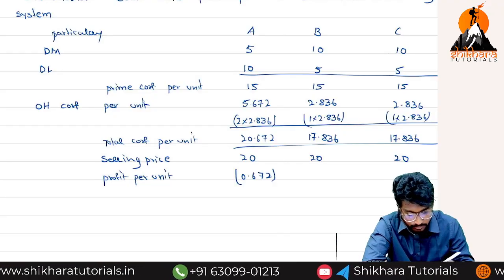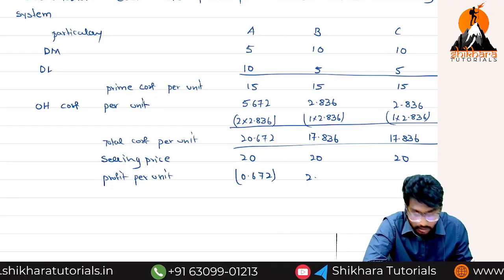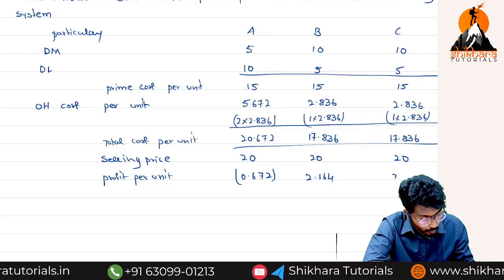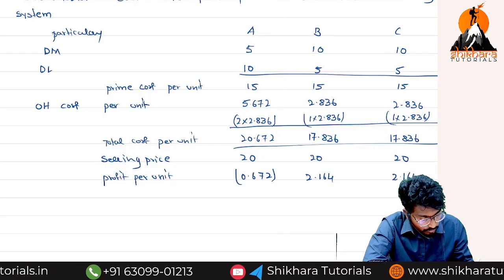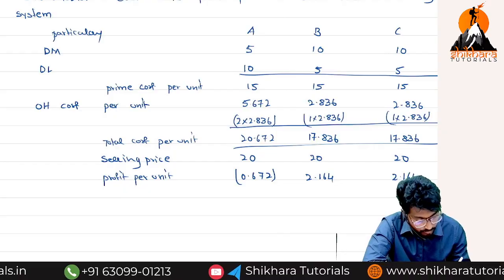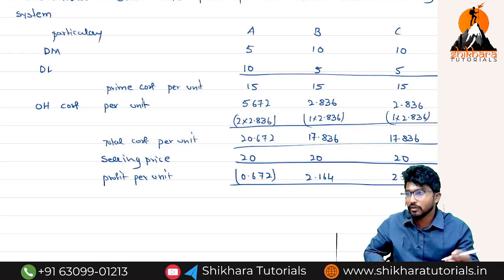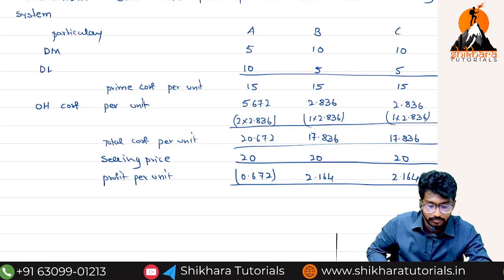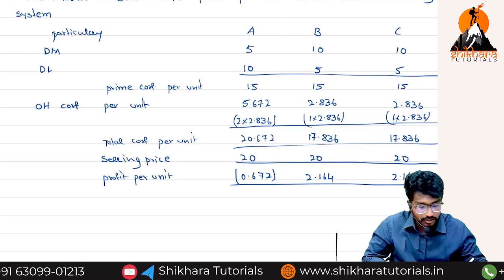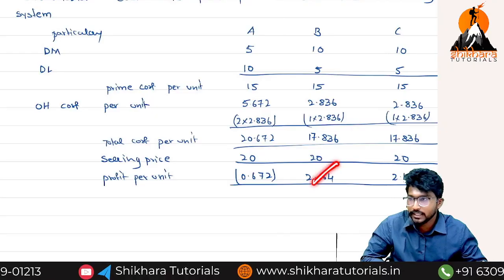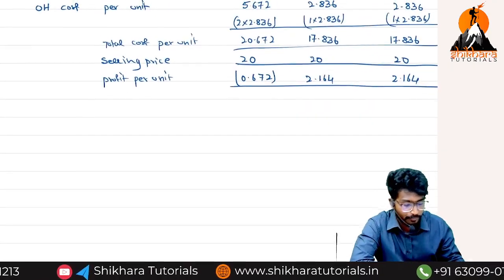Next, 2.164 and 2.164. That means if you follow the traditional costing system, you may get a loss for product A and a profit for products B and C.